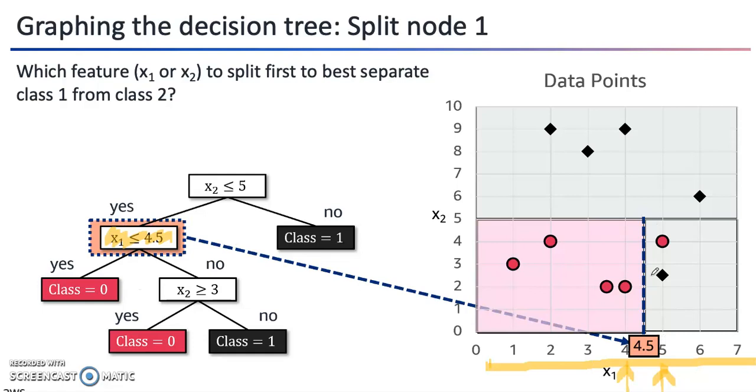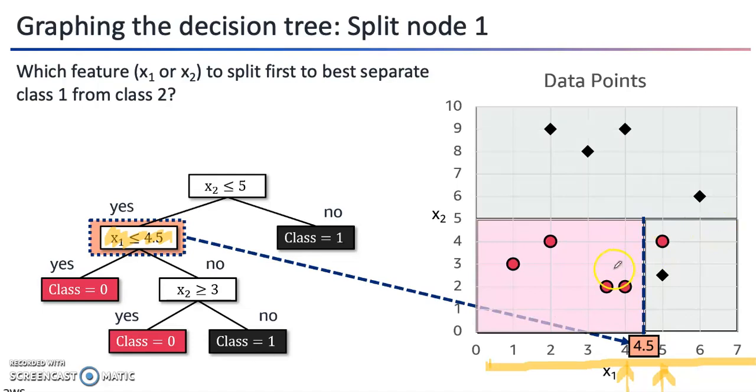So 4.5 is used as a threshold, and that serves to divide the pink region into subregions, one of which is pure. All points to the left of 4.5 in the pink region have the same class, equal to 0, and then there are 2 points to the right. So on the left, pink is pure, just like the points above 5 in the original upper region, and now we have a region to the left of 4.5 with only 2 points.